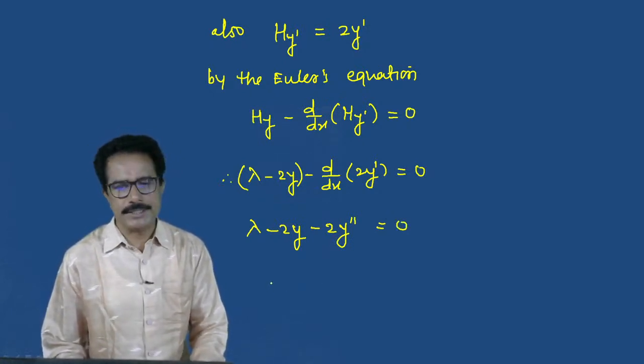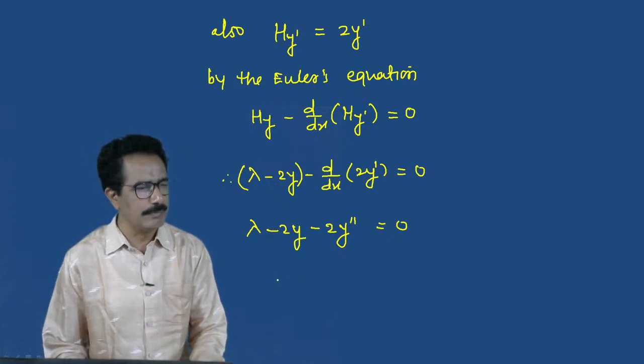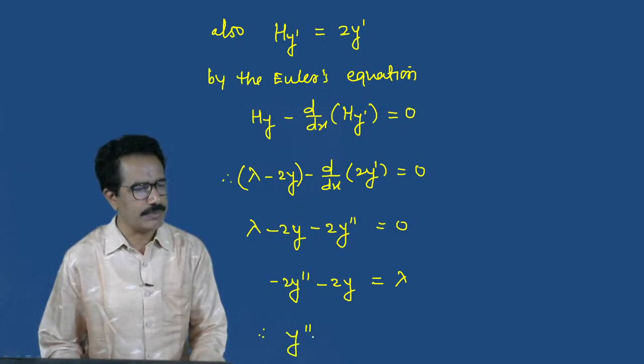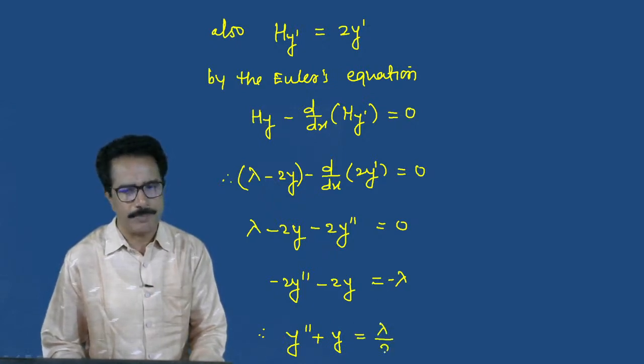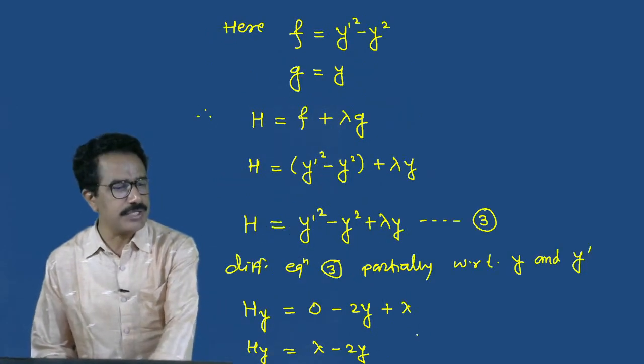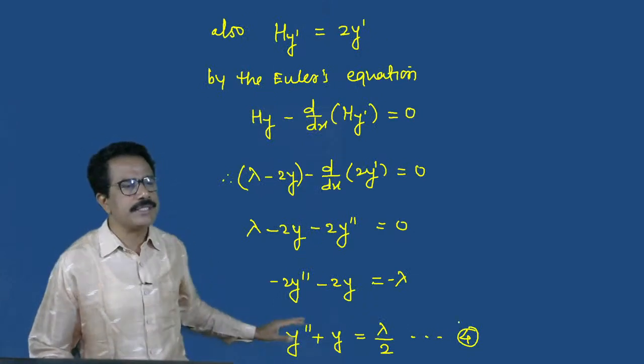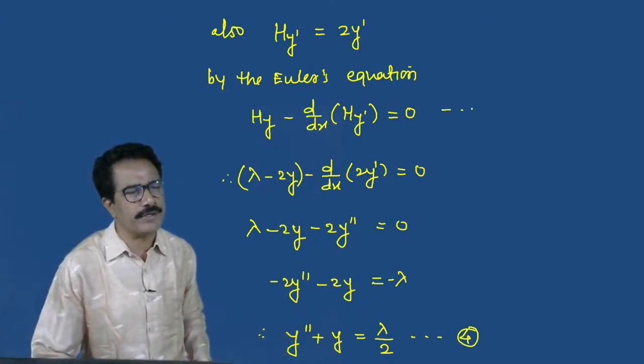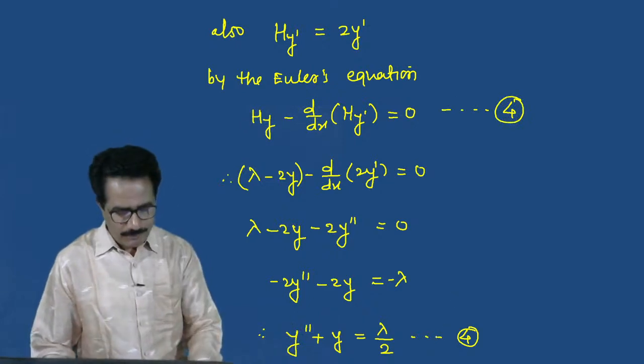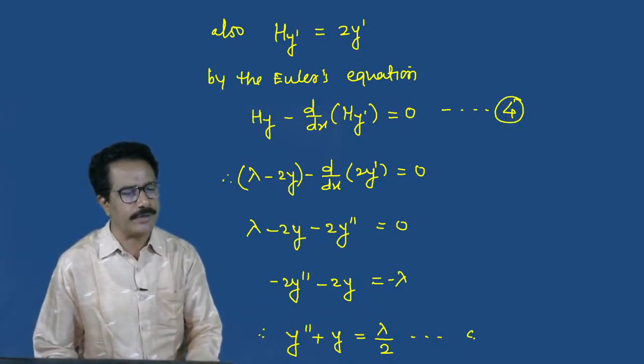So we can write this, dividing by 2: minus 2y double dash minus 2y is equal to lambda. Therefore y double dash plus y is equal to lambda upon 2. Now this is the differential equation, actually a second order differential equation. Now our aim is to solve this second order differential equation.